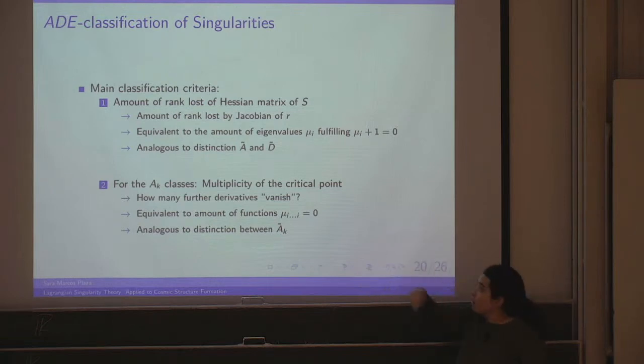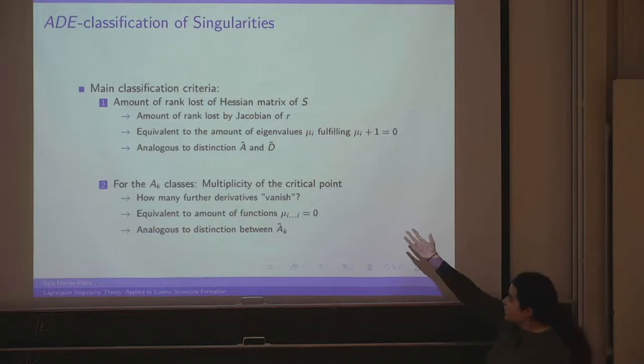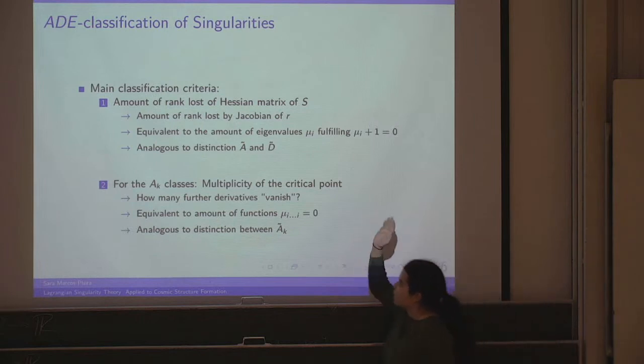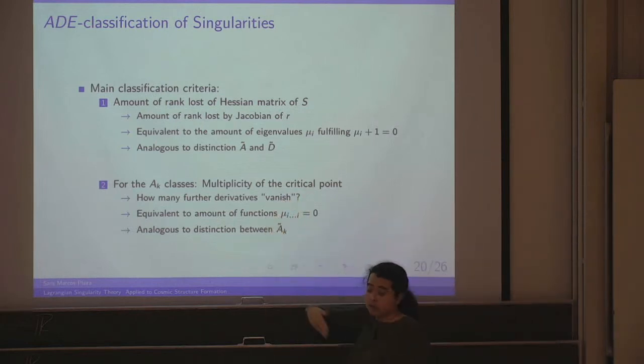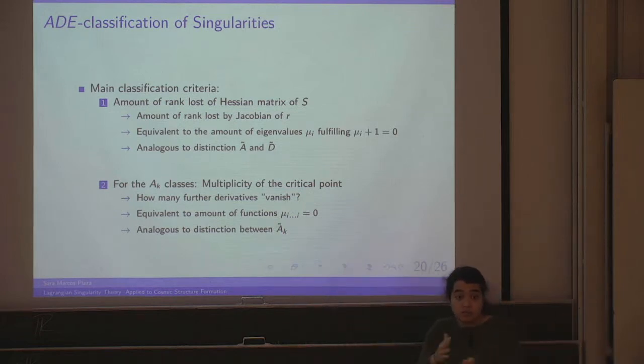So the mu I plus 1 was the diagonalization of the Jacobian matrix of R. So this is an analogous distinction between the classes A and D of singularities that we saw in the physical case. That's nice. So it seems like we are doing something sensible here.